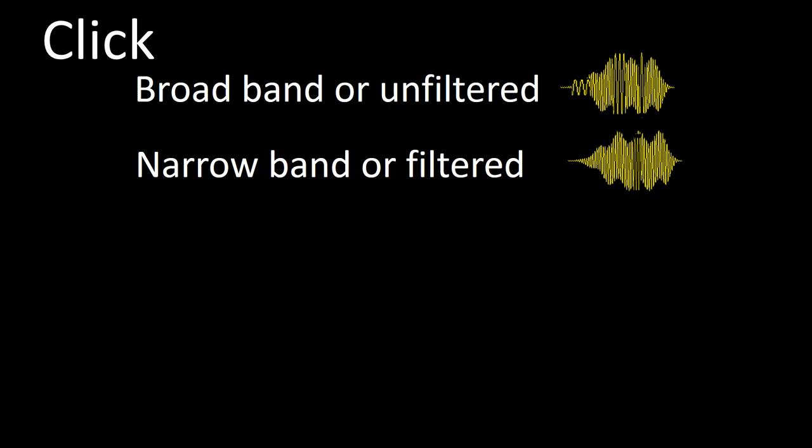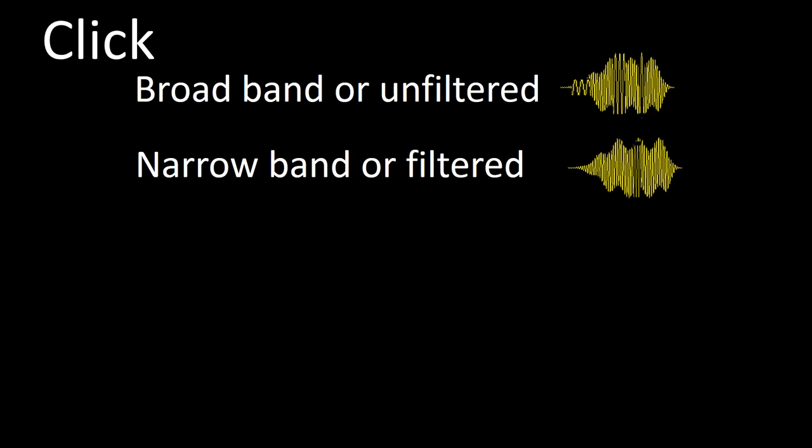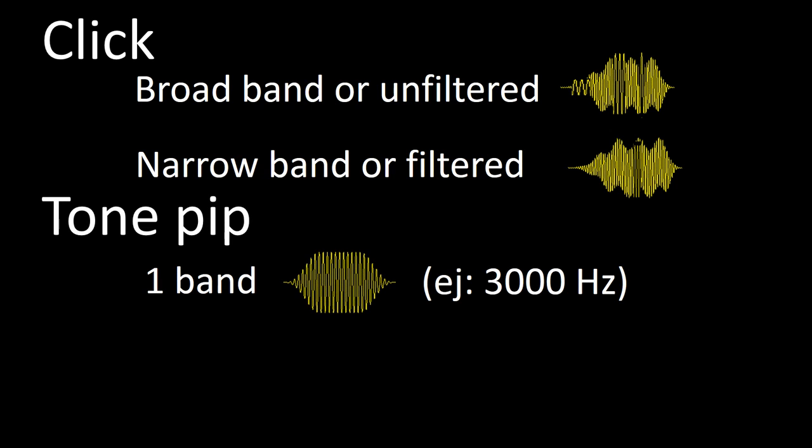In addition to broadband unfiltered clicks, narrowband or filtered clicks can also be used. The spectral distribution of those clicks may vary. Here I have represented a click with a narrow band from 2000 to 5000 Hz. In addition to clicks, brain auditory evoked responses can also be triggered by tone pip.